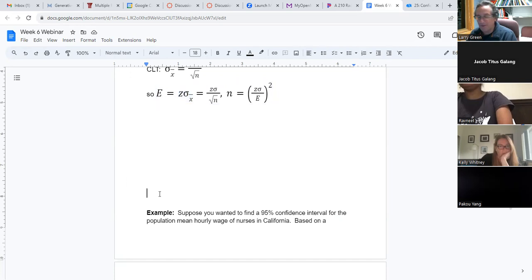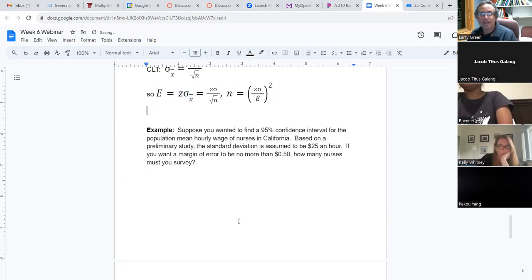All right, so let's do an example. Suppose you wanted to find a 95% confidence interval for the population mean hourly wages of nurses in California.